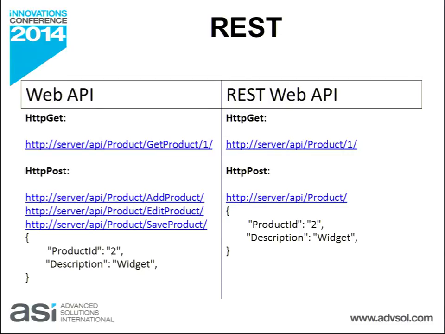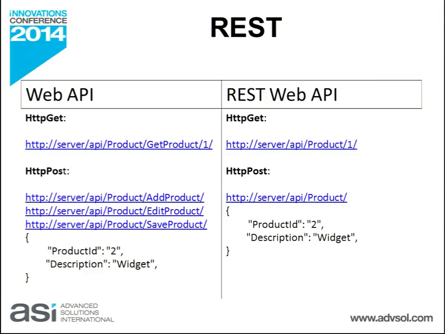We say we want to go to a product or a product controller. We say we want to get the product, and we specify the ID we want to get. So the REST API is basically just taking some of that redundant information out. Likewise for post, if I want to add, edit, or save a product, well, I have to look at someone's documentation to figure out what they named their method to edit or save that product. Again, it's much more simple with the REST API.